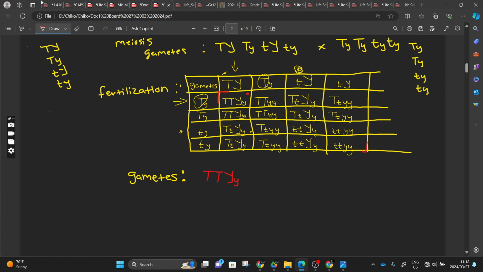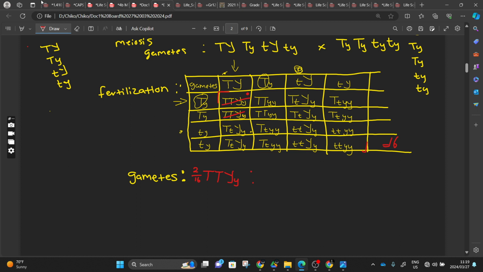Since all of these gametes equal 16, we want to find how many of these gametes out of 16 are here. How many gametes do we have? Capital letter T, capital letter T, capital letter Y, small letter Y. We'll have them out of 16. So we come and count one, and then capital letter T, capital letter T, capital letter Y, small letter Y, then two. Anyone else? No. We have two out of 16. Then all of them should conclude to 16.